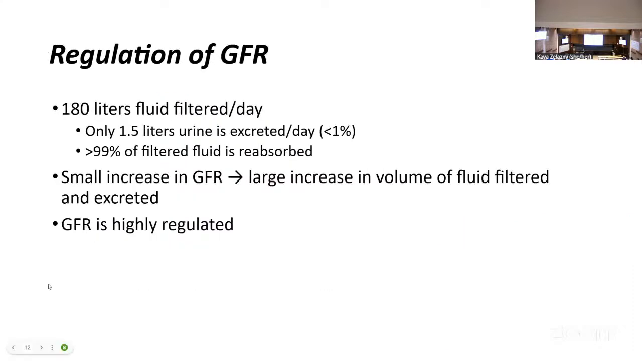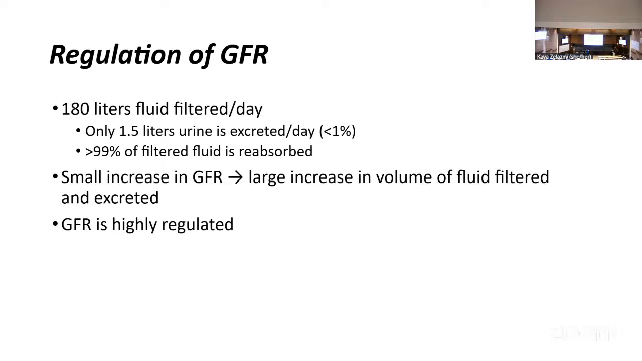Okay. Now, it is important that we regulate our glomerular filtration rate, right? 180 liters of fluid being filtered every day is an awful lot, right? When we see changes to that rate, we're going to see changes to the filtered load of anything that is dissolved in the plasma and coming along with that fluid.